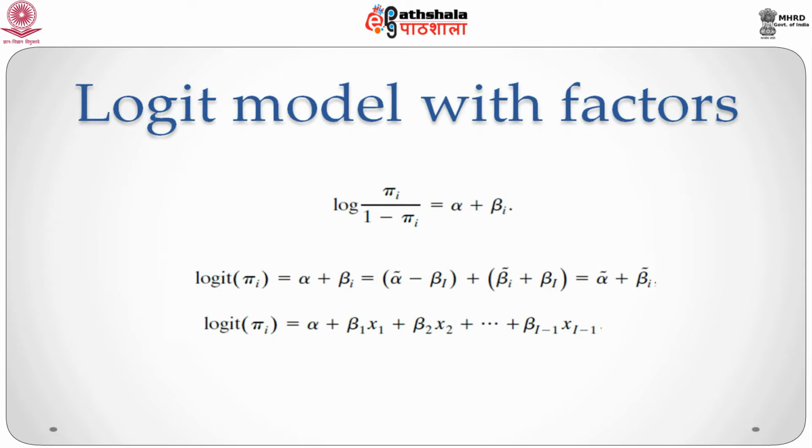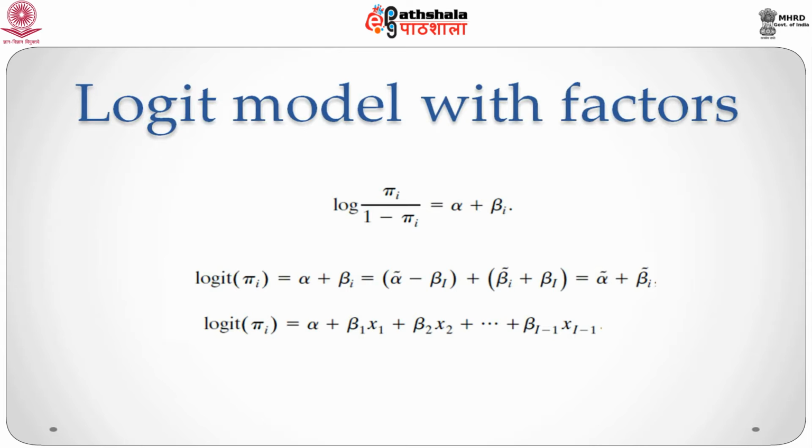So this resembles the ANOVA model. Now, of course, as for the standard ANOVA model, we can have many reparametrizations of this. For example, we could also reparametrize as Logit of pi equal to alpha tilde plus beta tilde, where alpha is alpha tilde minus beta I, and beta I is beta I tilde plus beta I.